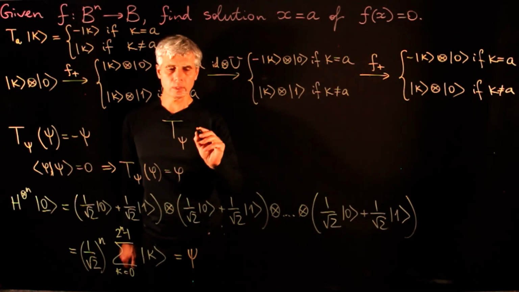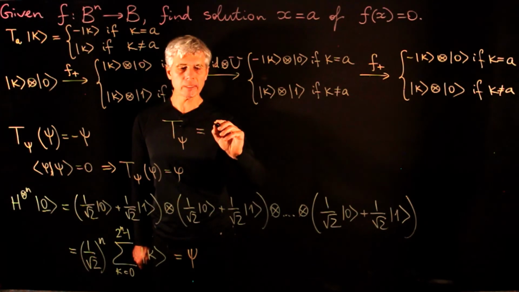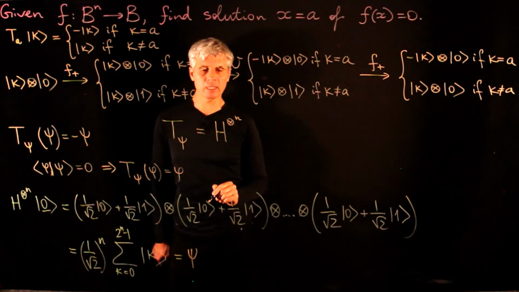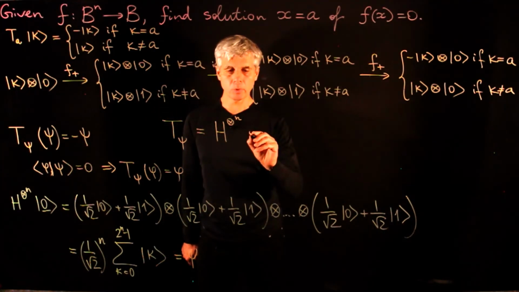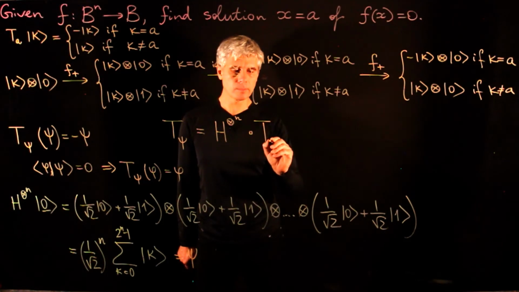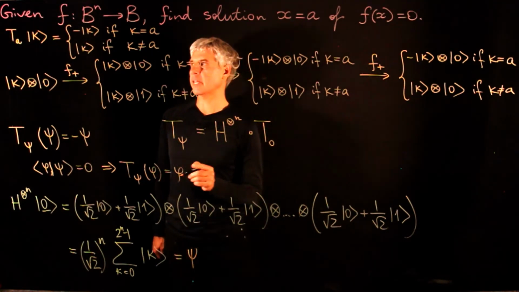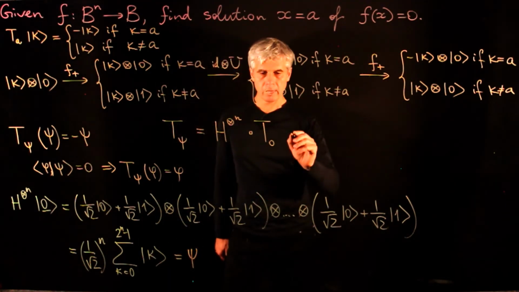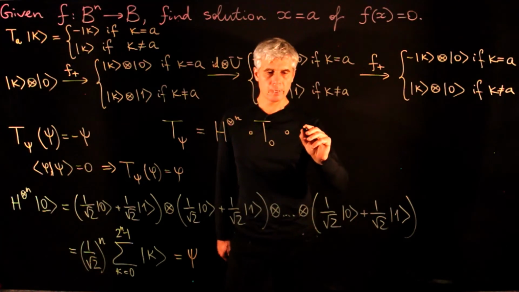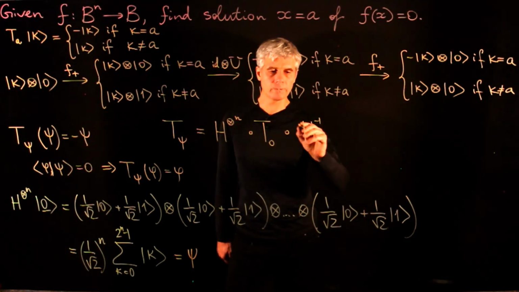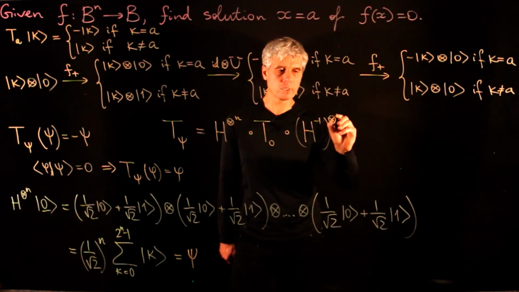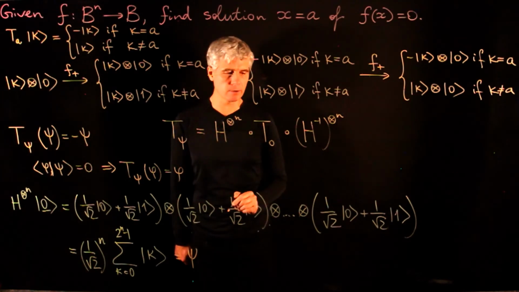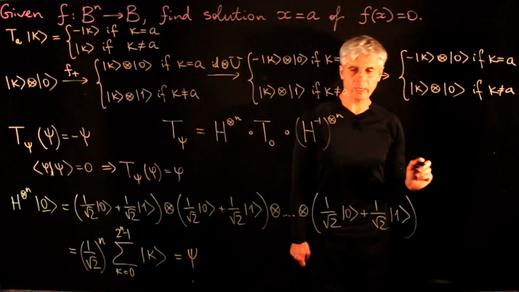So we claim that we can construct it as a composition of the following things. Let's take nth tensor power of Hadamard composed with T_0, right? So this is our reflection that reflects the 0 string. And then the composition with the tensor power of the inverse of the Hadamard transform. So we claim that the composition of these three things will give us the reflection T_psi. So, okay, how do we know this?